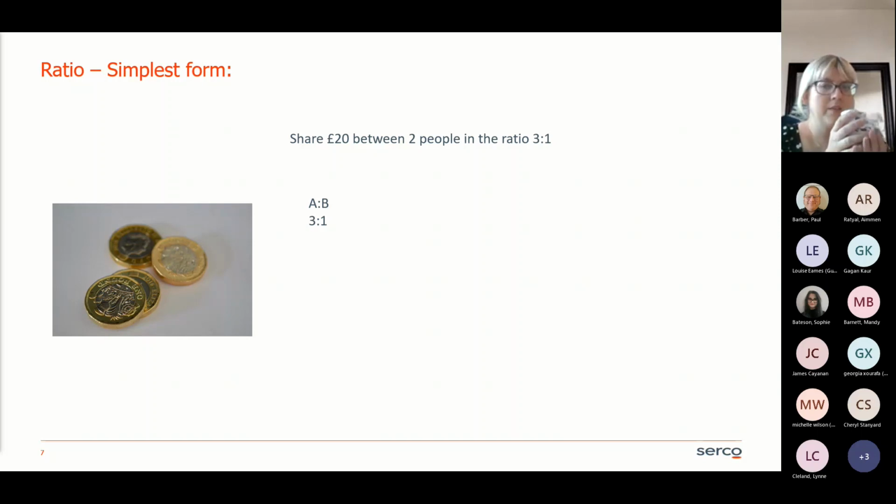Anyone think they know what the answer could be? Fab. So 15, person A would have £15 and person B would have £5.